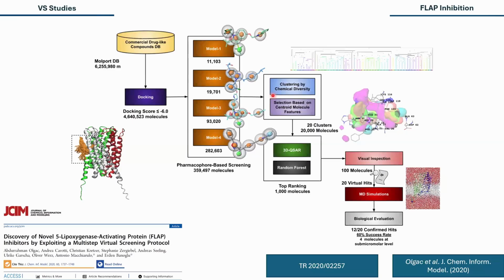And then we applied scoring by 3D QSAR models. This model was also generated within the binding cavity. So that helped us to directly use the docking-generated pose and to score it within the binding site. We also applied random forest-based filtering because we knew that these structures were highly lipophilic. The FLAP inhibitors are very lipophilic structures.